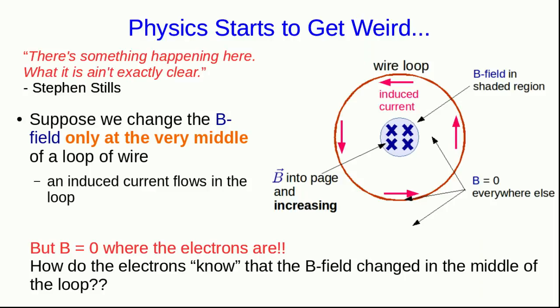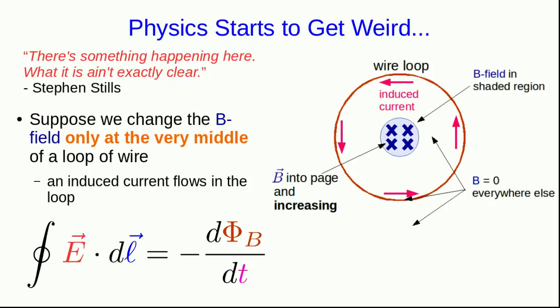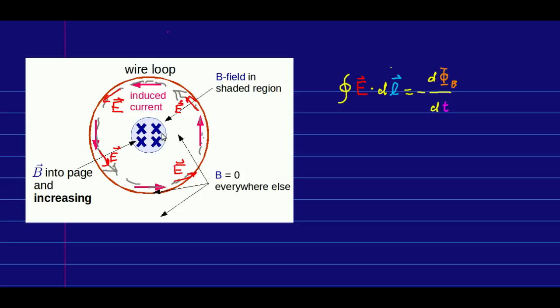Well, realize that, again, it's not the B field that's inducing the current. It's the electric field that results from the change in the B field. And this form of Faraday's law tells you that the E field is induced everywhere in this region, not just in the place where the B field is changing. There will be E fields all through this region. What we've just seen is that if the B field changes anywhere, then the E field will change everywhere.